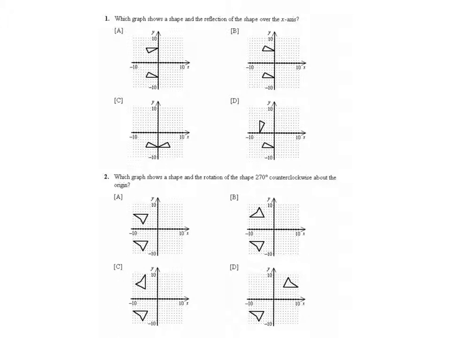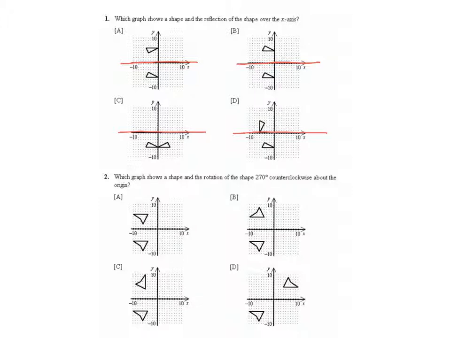Question number 1 is asking about a reflection. It says, which graph shows a shape and the reflection of the shape over the x-axis? So when you see questions like this, the most important thing you need to do is find the correct axis. So the x-axis is this one right here. In every one of my pictures, I'm just going to highlight the x-axis. I want to know which one shows that the shape flipped across the x-axis.